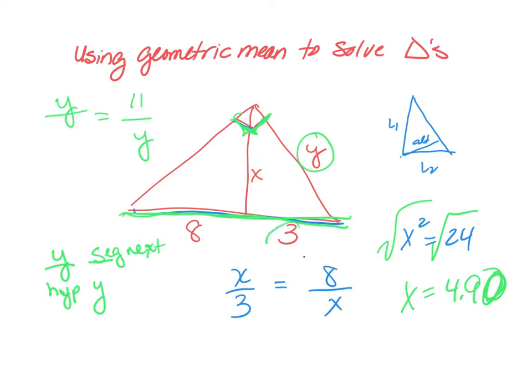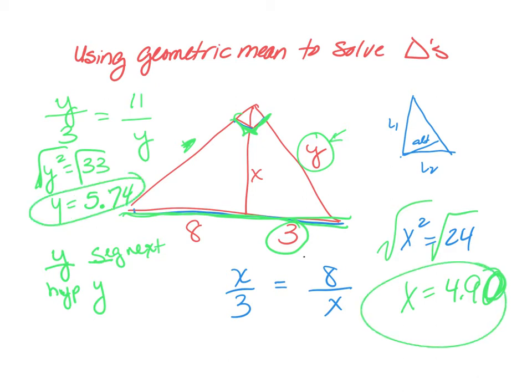And what is the segment next to that leg? It's 3. Does everybody understand why I picked the 3 and not the 8? Because if I was looking for this side over here, I would pick the 8. But since I'm looking for the right side, I picked the guy on the right and the hypotenuse. So that's going to be y squared equals 33. Square root both sides. Y equals 5 point something. 5.74. So it's 5.74. Everybody agree with that? So you found x and y for that picture using that rule.